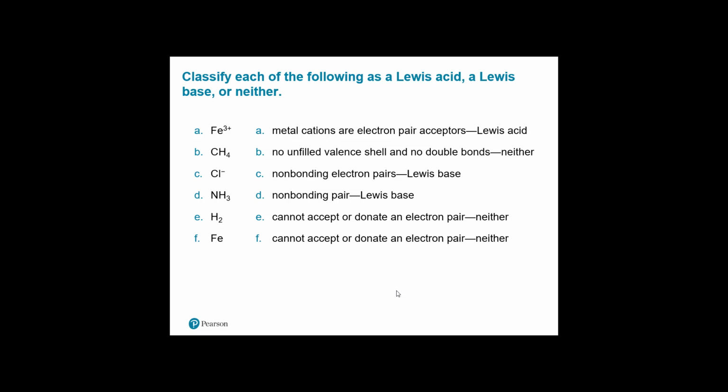So this first one is iron 3. It has a high oxidation state. So it is a small, highly charged metal cation, and it has an empty orbital, so it can accept electrons. This is a Lewis acid.